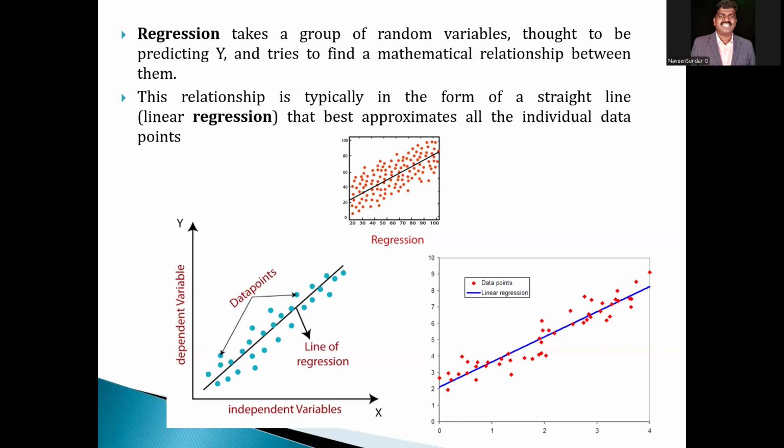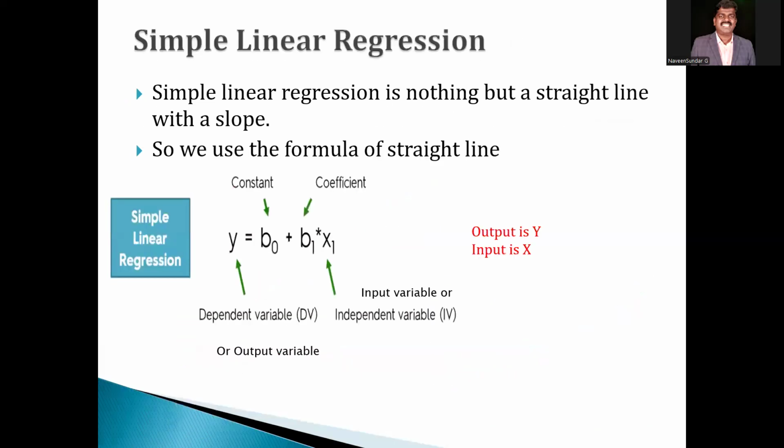So this is the actual data, and this is the predicted one. The regression line is the predicted line. That is how we differentiate the data points and the regression line. That is linear regression. Now we know how we are going to find the line equation.